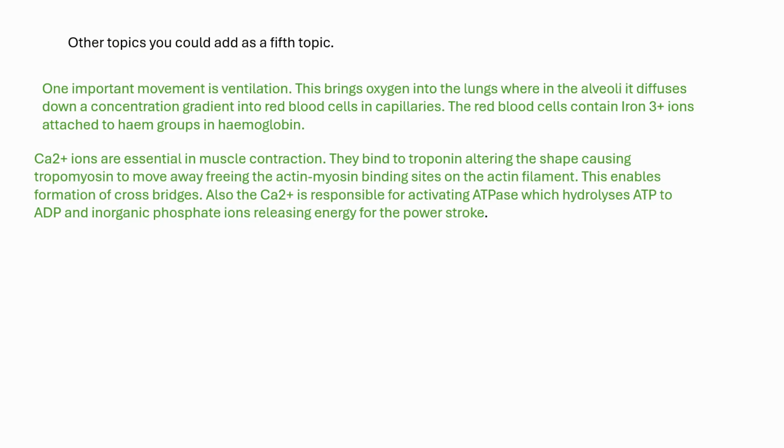What I could really go into is this one. Calcium ions are essential to muscle contraction. That would follow beautifully after nerve impulses, right? And I could talk about the calcium ions joining to the troponin, changing the shape and making the tropomyosin move out, freeing the actin myosin binding sites on the actin filament where the myosin heads go. This enables the formation of cross bridges, so without this, we wouldn't be able to get cross bridges. Also, the calcium ions activate ATPase, which hydrolyzes the ATP to ADP and inorganic phosphate ions, releasing the energy for the power stroke. So without those calcium ions, ATPase wouldn't get activated and the muscles wouldn't be able to contract. They wouldn't be able to do the power stroke. So that's a topic we could really get into in quite a bit more detail.